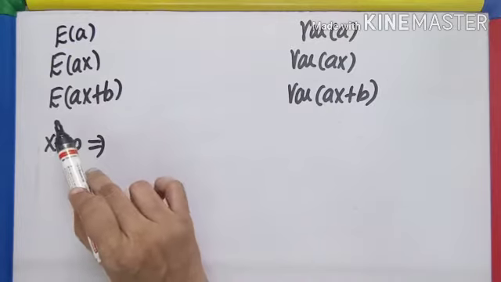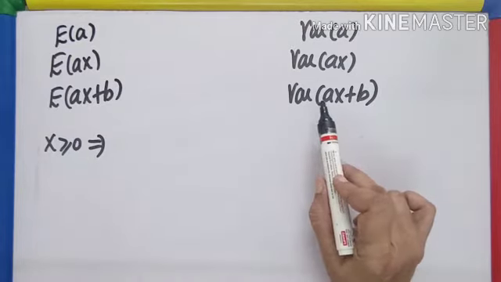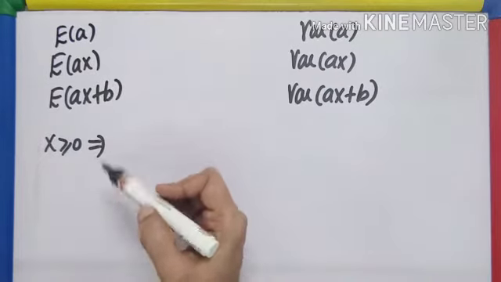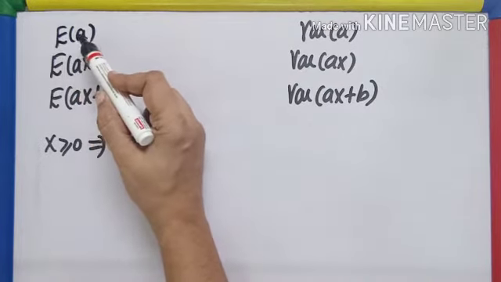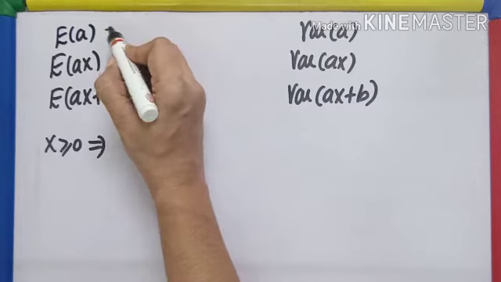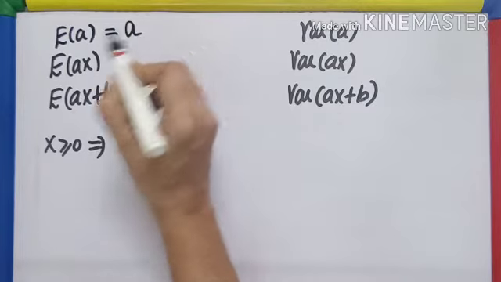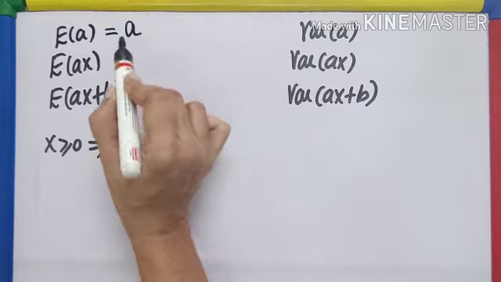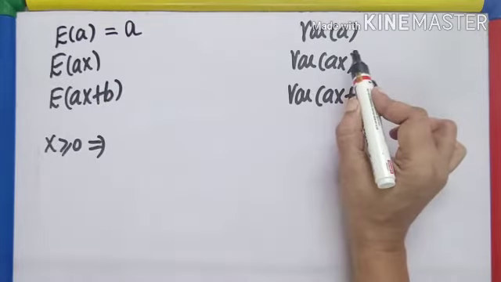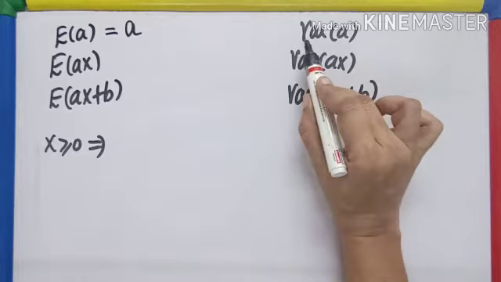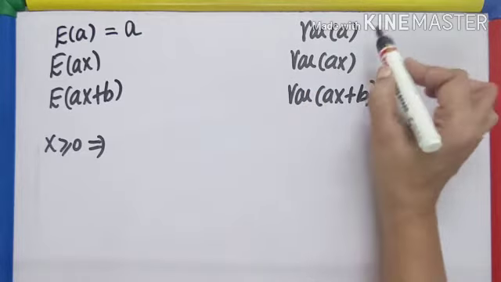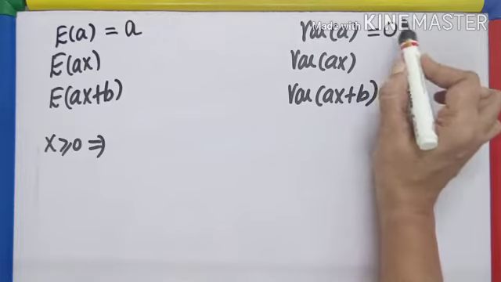As we know what is expectation and variance, we need to substitute in certain simple operations. What is expectation of a constant? Constant does not change. So expectation of a constant is A only. But in variance, variance tells me it is varying. Constant does not vary. So my answer is 0.